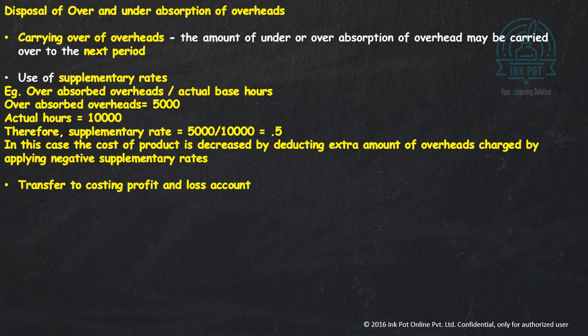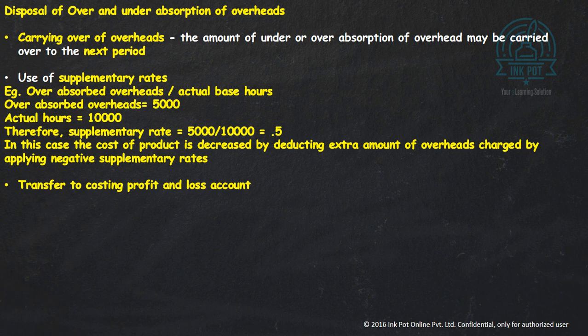And the second is use of supplementary rates. Now we can calculate a supplementary rate in this case. For example, the formula for calculating the supplementary rate is over absorbed overheads divided by actual base hours. Let's say the over absorbed overheads are rupees 5,000 and the actual working hours are 10,000. Therefore 5,000 divided by 10,000 is equal to 0.5. 50 paisa is the supplementary rate.